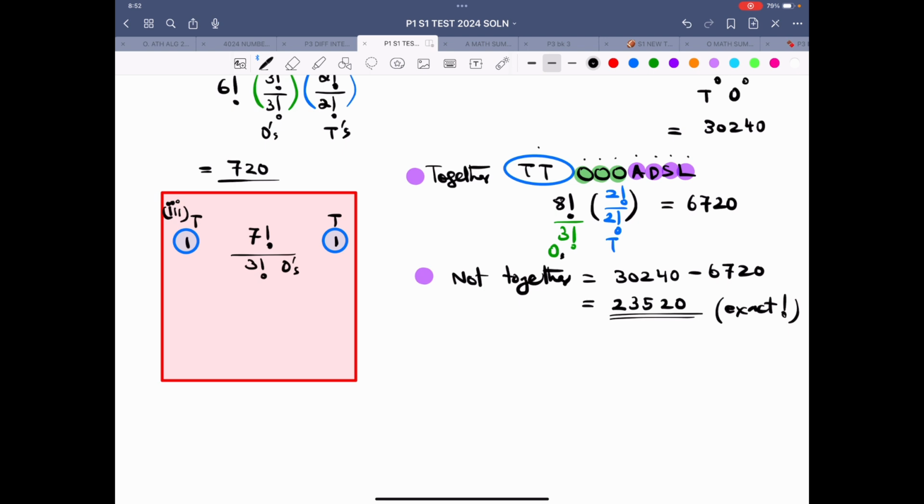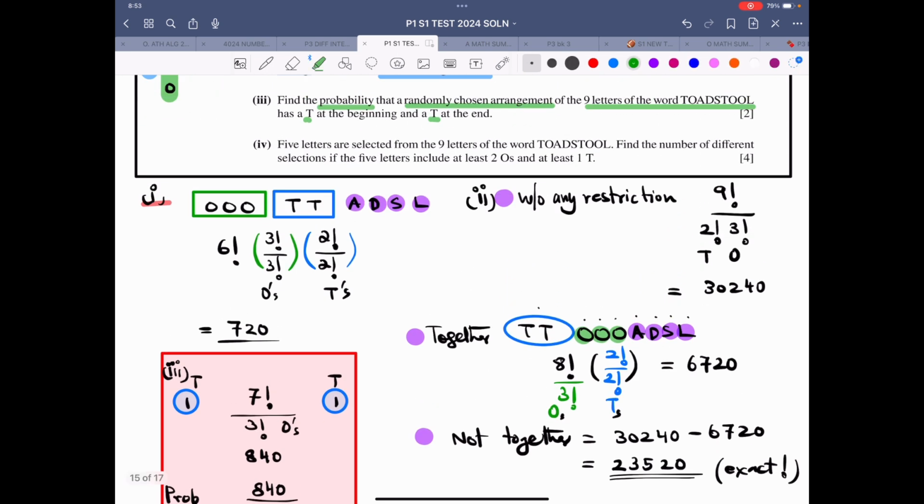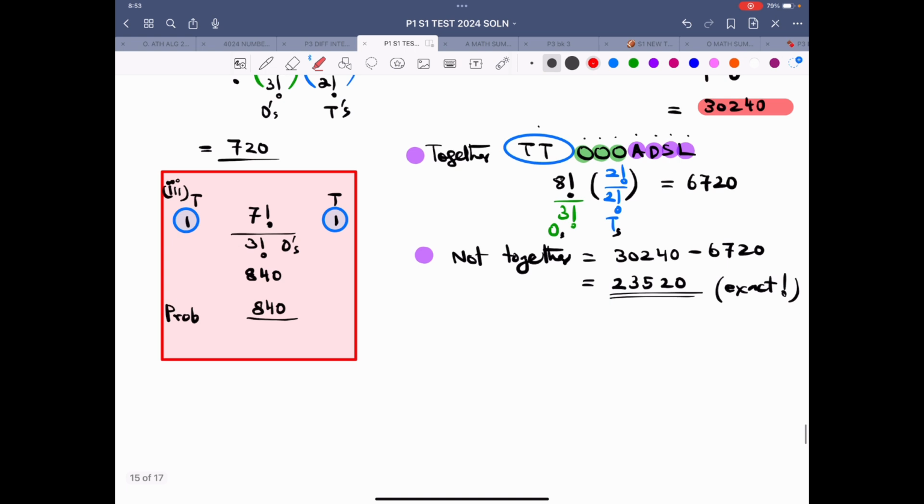So let me just write O's and T's over here. 7 factorial over 3 factorial, how much is that? This answer is coming out to be 840. But since they are asking for probability, 840 divided by what? Divided by this answer that is right over here, 30240. This is without any restriction.